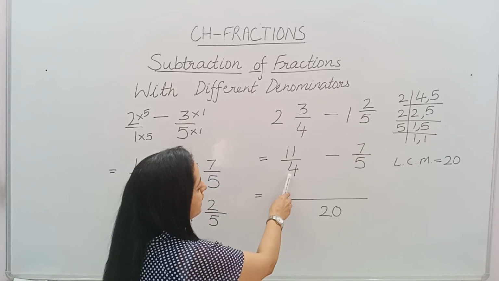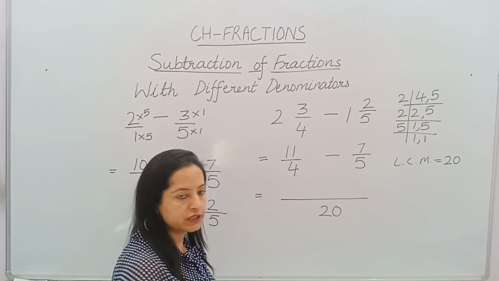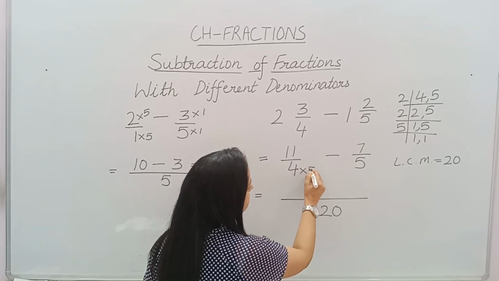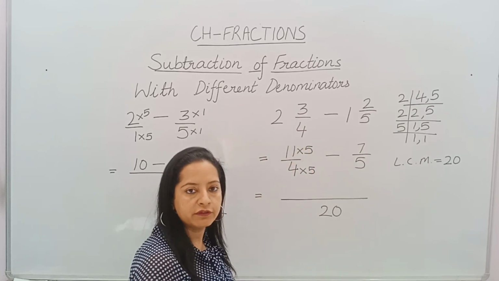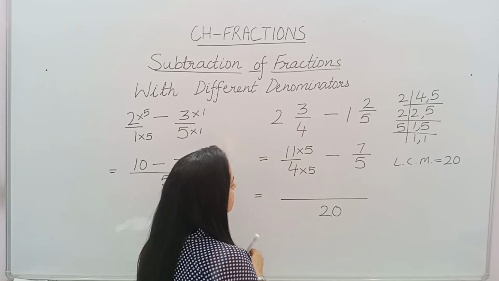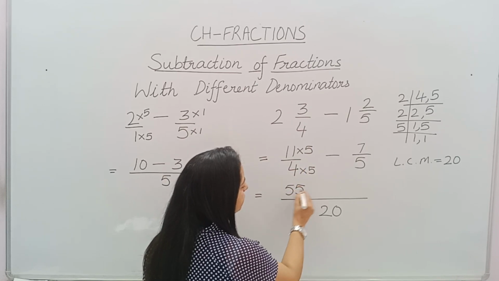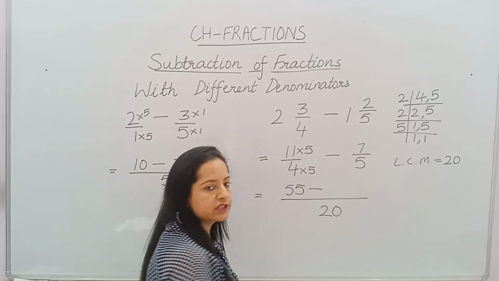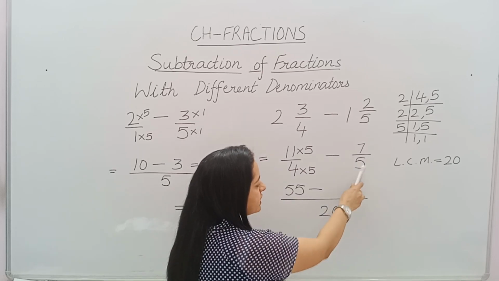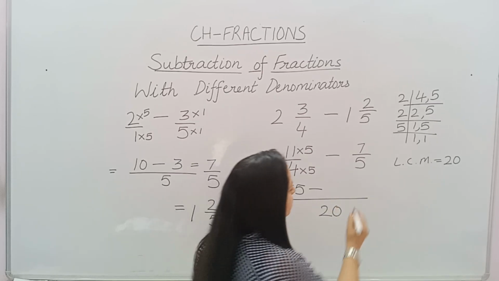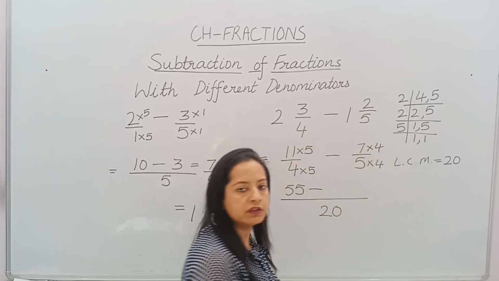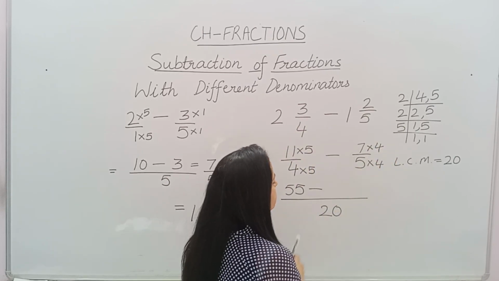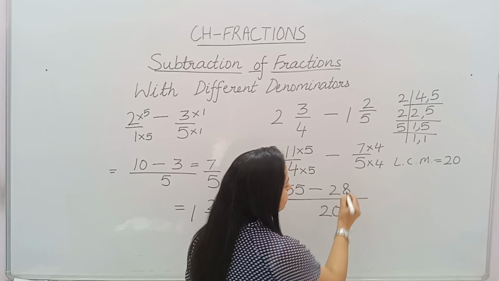Now with which number shall we multiply 4 to get 20? We have 4 fives that is 20. So we multiply the numerator also by 5. 11 fives are 55. Now the next one here. With which number shall we multiply 5 to get 20? We multiply 5 by 4. So we multiply 7 also by 4. 7 fours are 28.